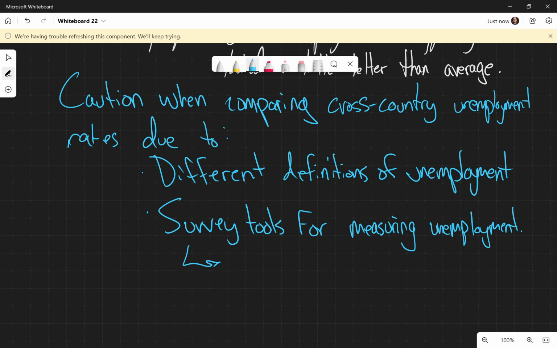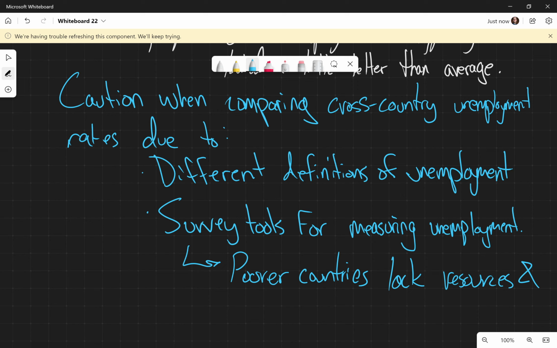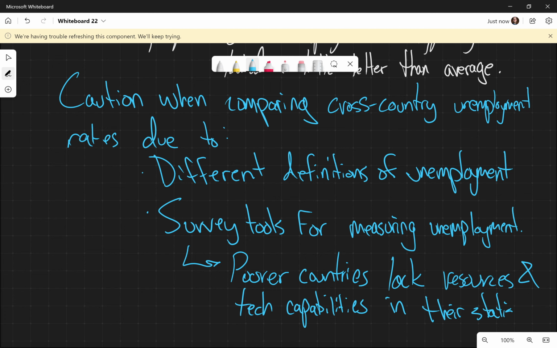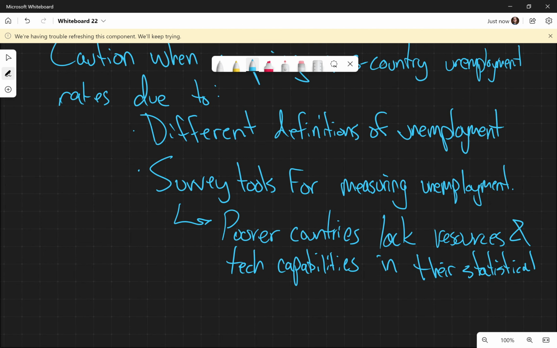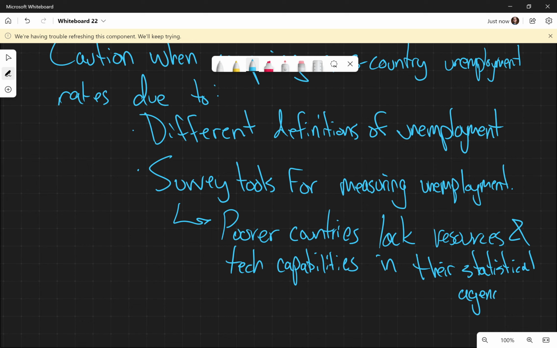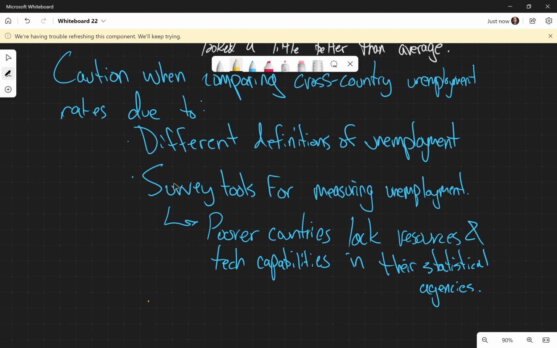So what do we mean by this? Well, poorer countries lack both the resources and the technical capabilities in their statistical agencies. So they're going to be less rigorous, less accurate. And then lastly, the third reason is because we just have different labor markets.